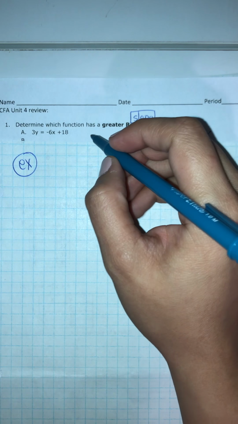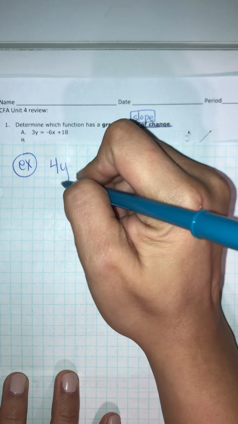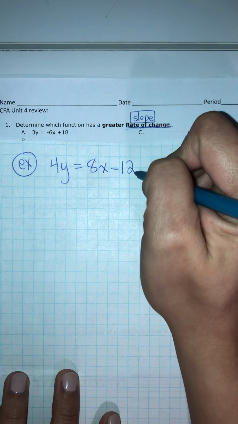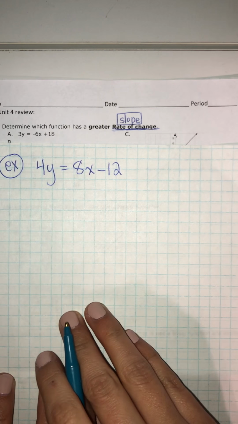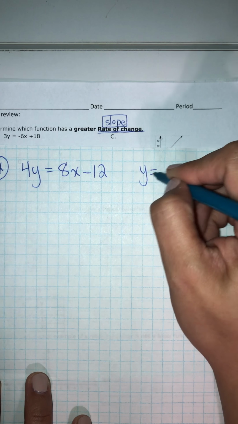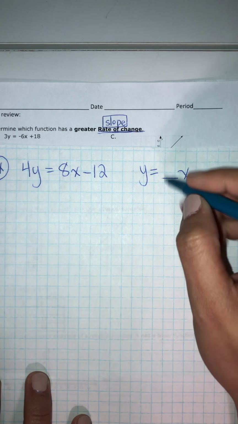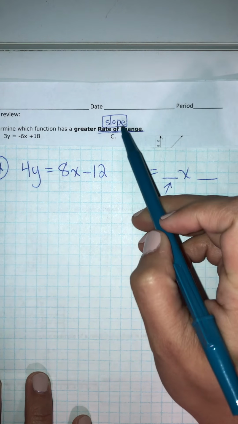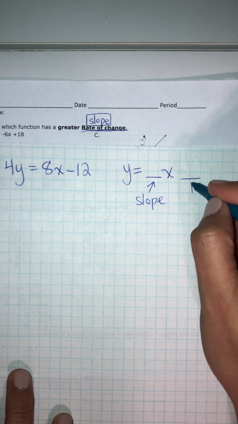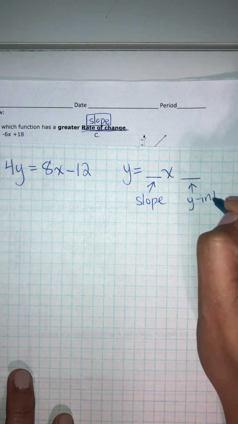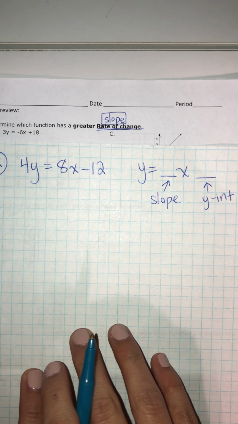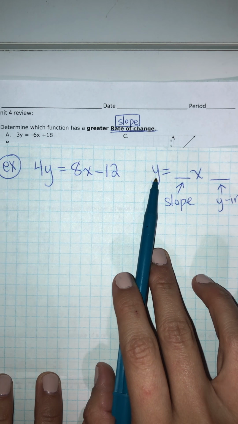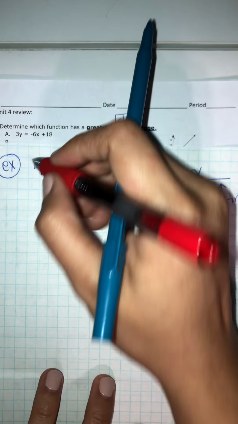So let's say that our equation were 4y equals 8x minus 12. Usually our equations look like this, where the number in front of x is the slope, which is what we're looking for, and then the number after is the y-intercept. So we want this equation to start like this one, which means we need to get rid of this 4.